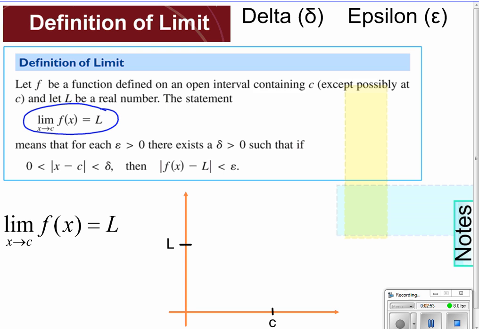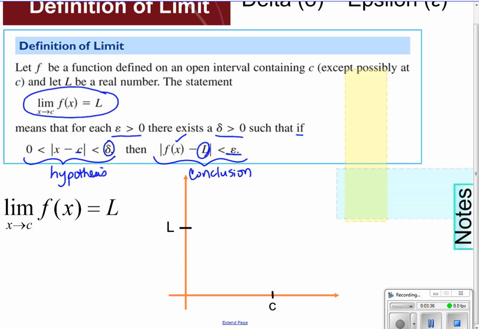That means for each epsilon greater than 0, there exists a delta greater than 0, such that if, well, I know following an if statement is the hypothesis, right? So here's my hypothesis: if my x value, chosen some x value, is close to c, matter of fact, within delta distance of c, then my conclusion is that my output, my y value, f of x, will be reasonably close to the limit, and matter of fact, it'll be within epsilon distance. Epsilon and delta, we're going to try and put some number values to these, but in general shape, this is what the definition of limit is.